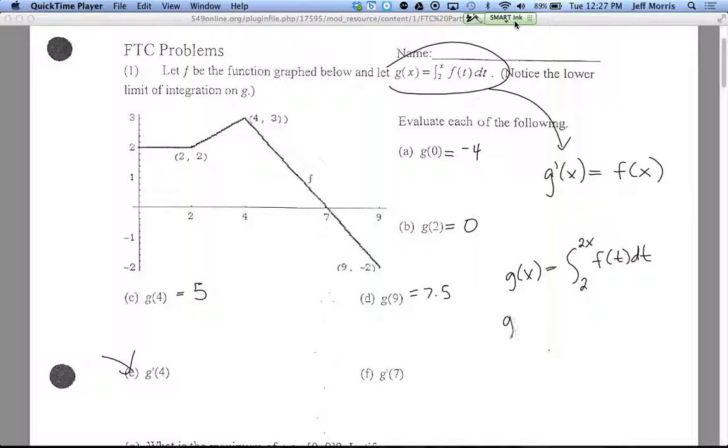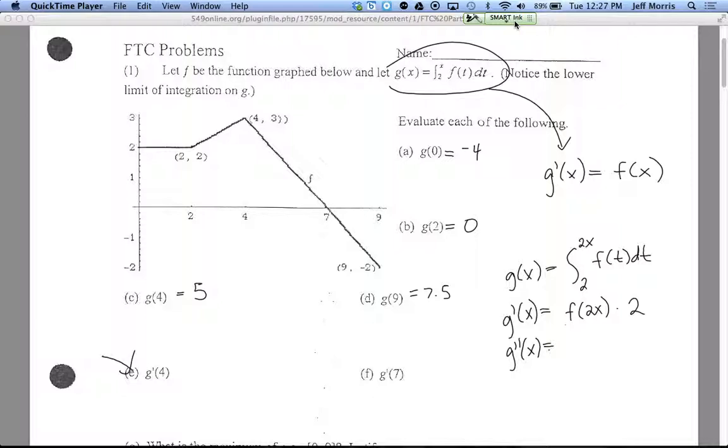Find the first derivative for me. How would you find the first derivative? 2x: f of 2x times what? 2. Beautiful. Find the second derivative for me. 4x. You are correct. You do not have to be turned into dust like in Indiana Jones' Last Crusade. All right, f of 2x times 2.